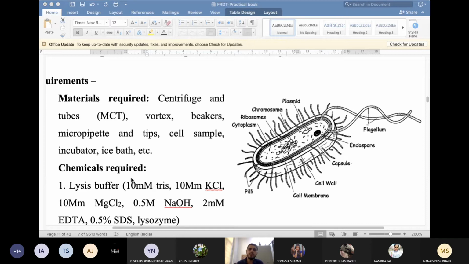Similar things you have to do when you are going to take your DNA out of your cell. The first boundary is your cell wall. So now a simple question is, how are you going to break the walls? How to break the walls?